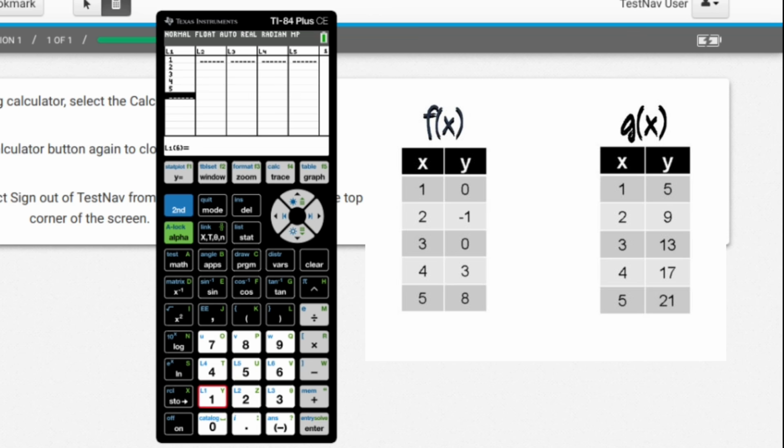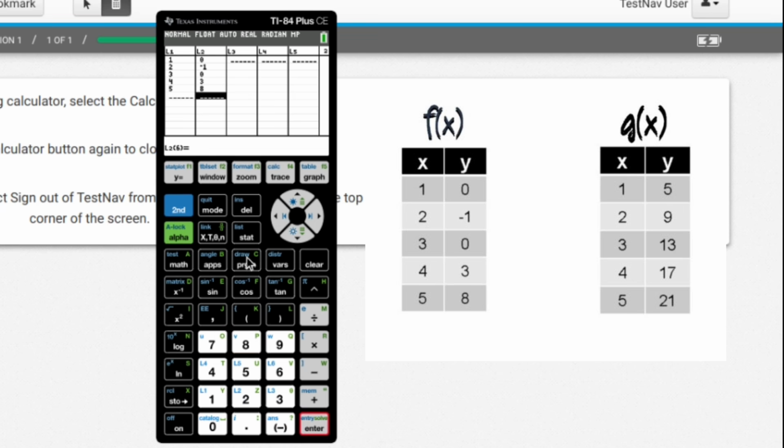Now, if you're on a keyboard, 0 is fine, but keep in mind that the negative and minus signs are different. So you're going to want to type out negative 1, again, the stupidest thing that Texas Instruments has ever done. 0, what else do we have? 3, 8.